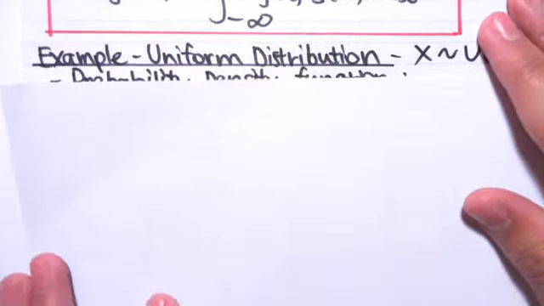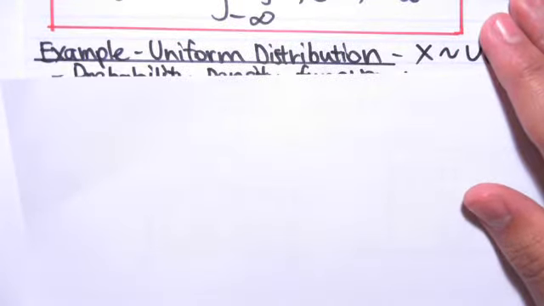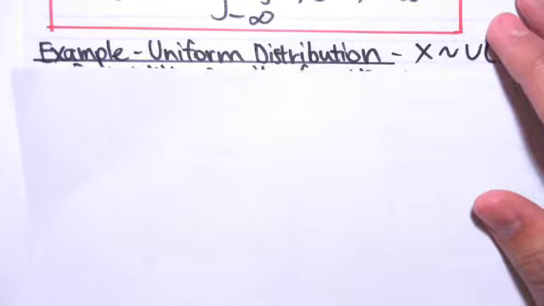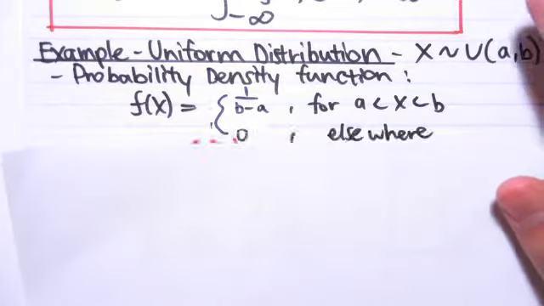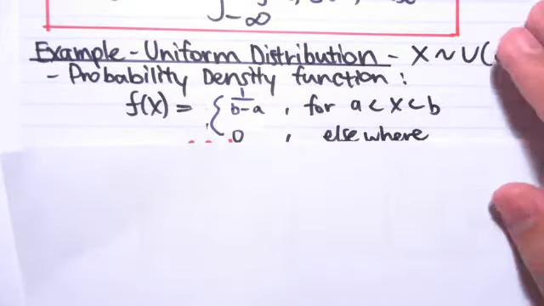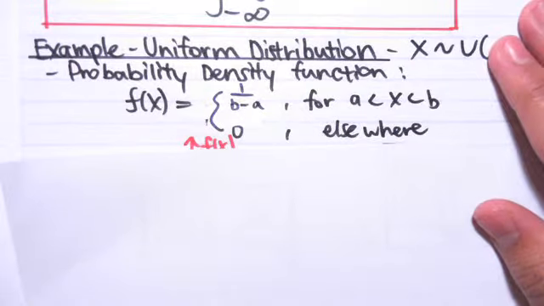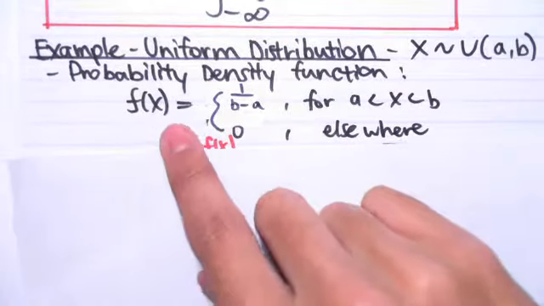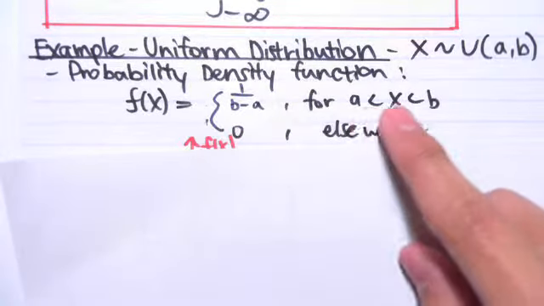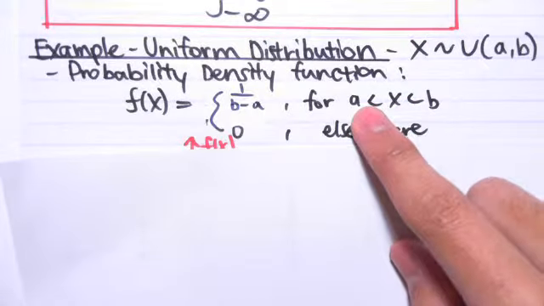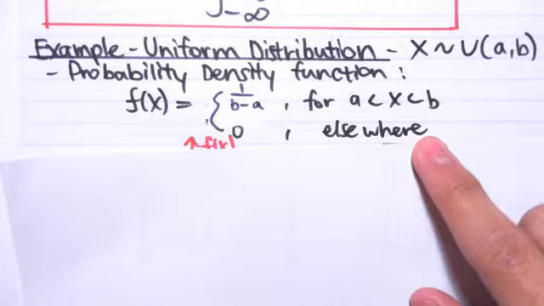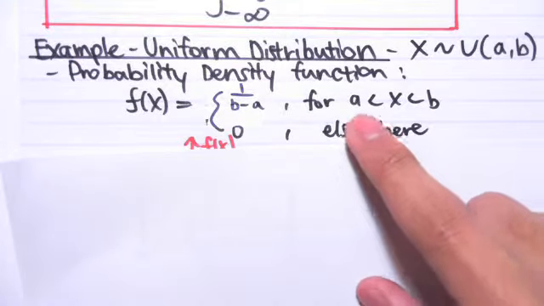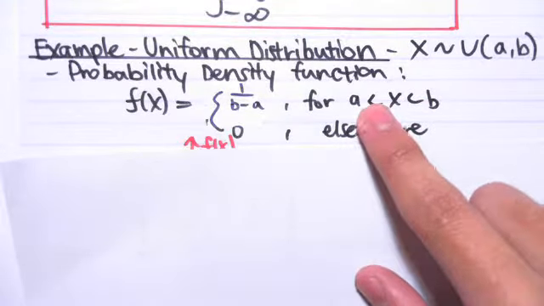Now, an example of a continuous random variable is called a uniform distribution. The one that we looked at in the last example was called the exponential distribution. This one here is called the uniform distribution, denoted as U(a,b). Its probability density function is f(x) equal to 1 over b minus a for x between a and b, and f(x) is equal to 0 elsewhere, on x's that are not in between this range of a and b.